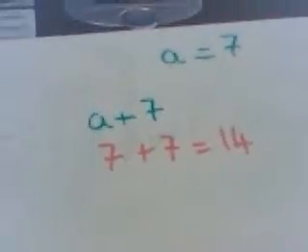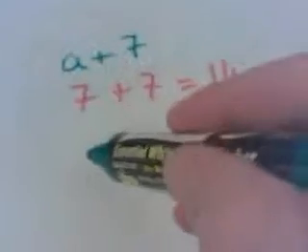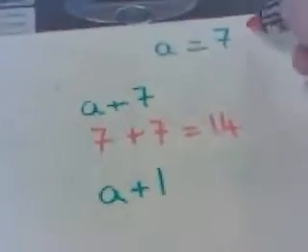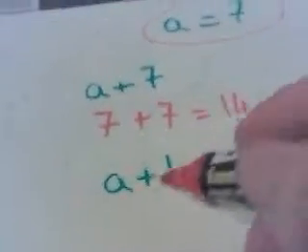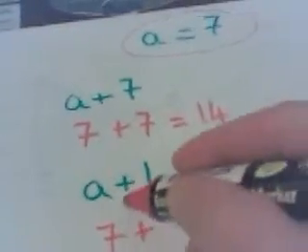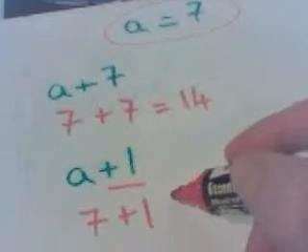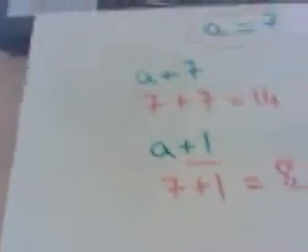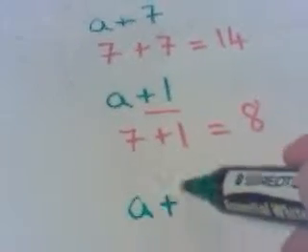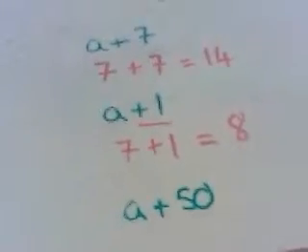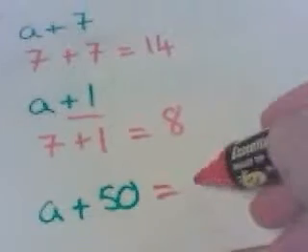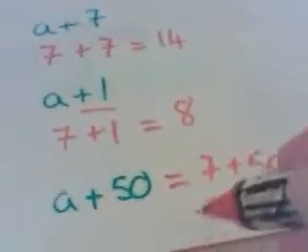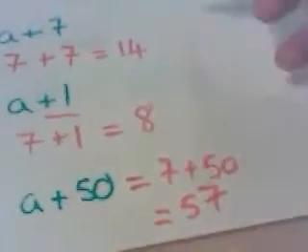Let's try any other number, it doesn't have to be the same as what we started with. A add 1. We know that A is worth 7, so it becomes 7, add the 1 that we can already see as a number, and that comes to 8. Or we could have A add 50. So we have 7 add 50 equals 57.